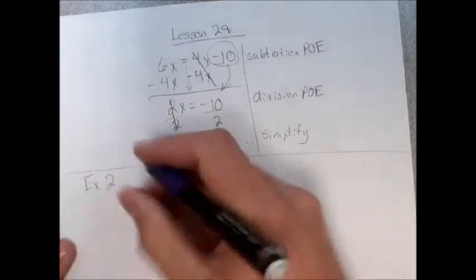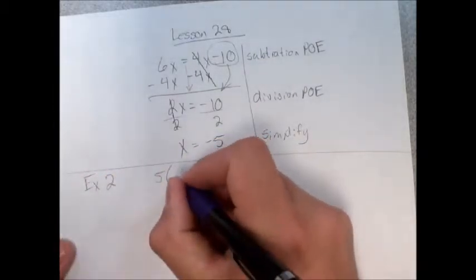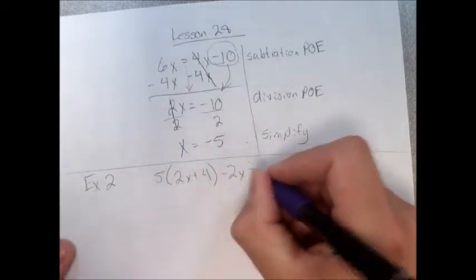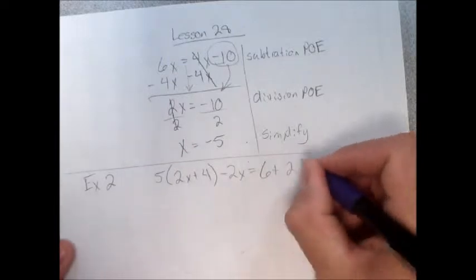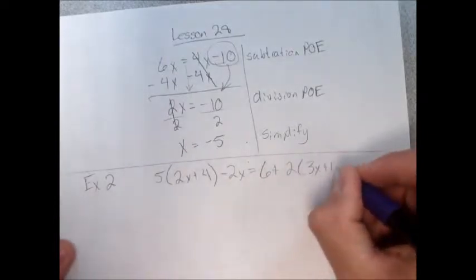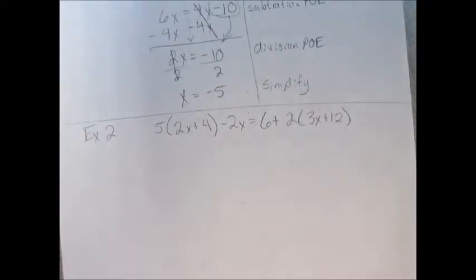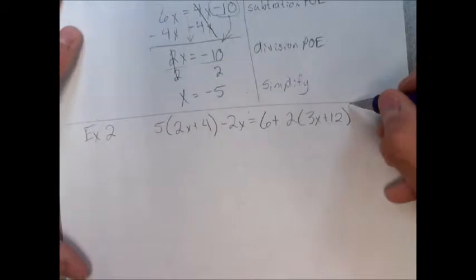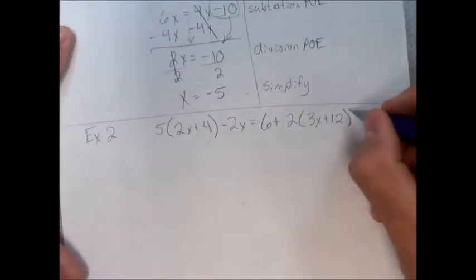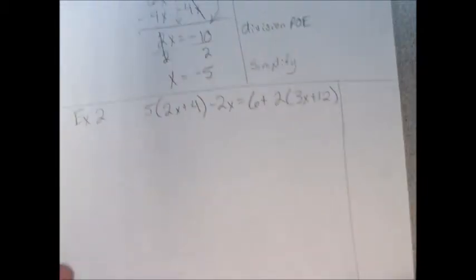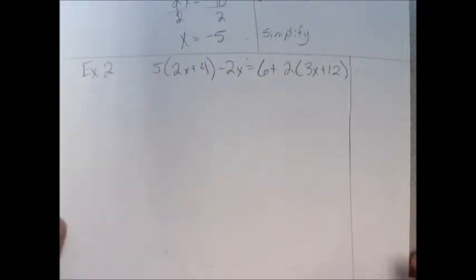Example 2. 5, open parenthesis, 2x plus 4, close parenthesis, minus 2x equals 6 plus 2, open parenthesis, 3x plus 12. Let me give you all a second to catch up just in case. And I did not leave enough room for me to do my 2-column proof. There we go. Okay, I'm going to end up writing really small on that right-hand side, so try to listen as I say it. That way I don't lose ya. Is anybody still writing?